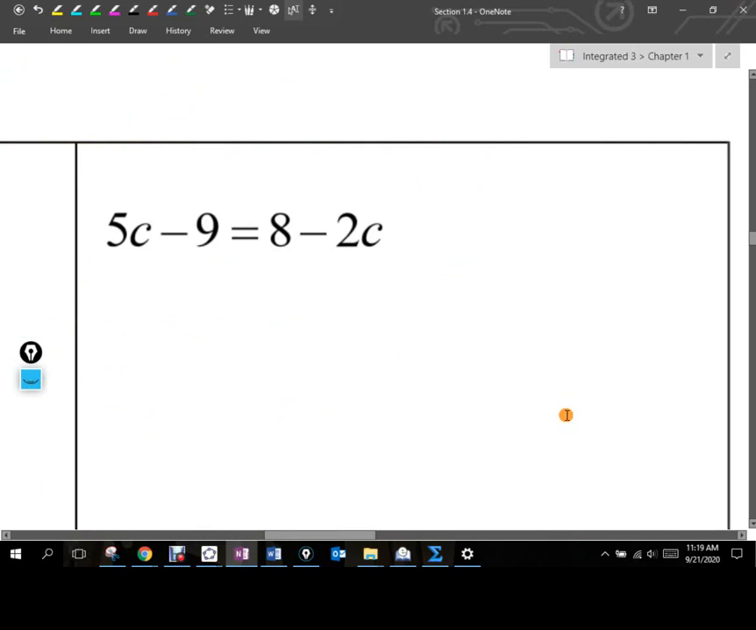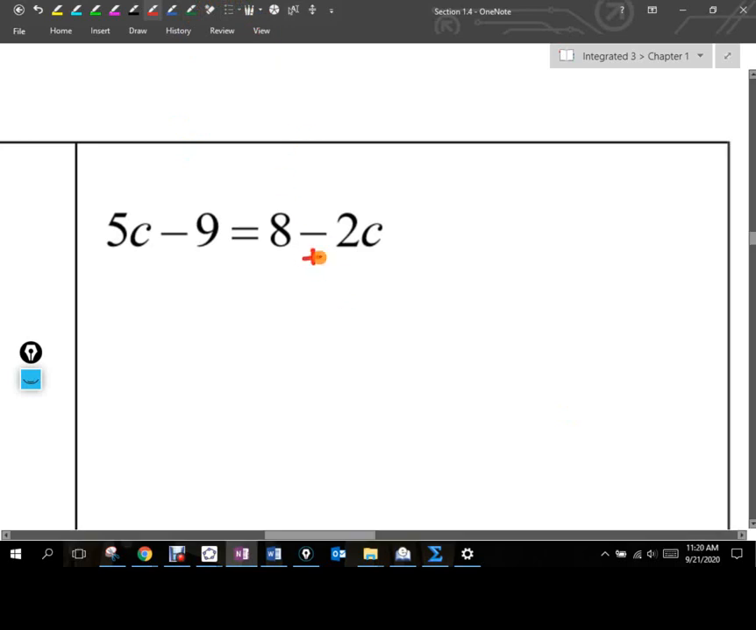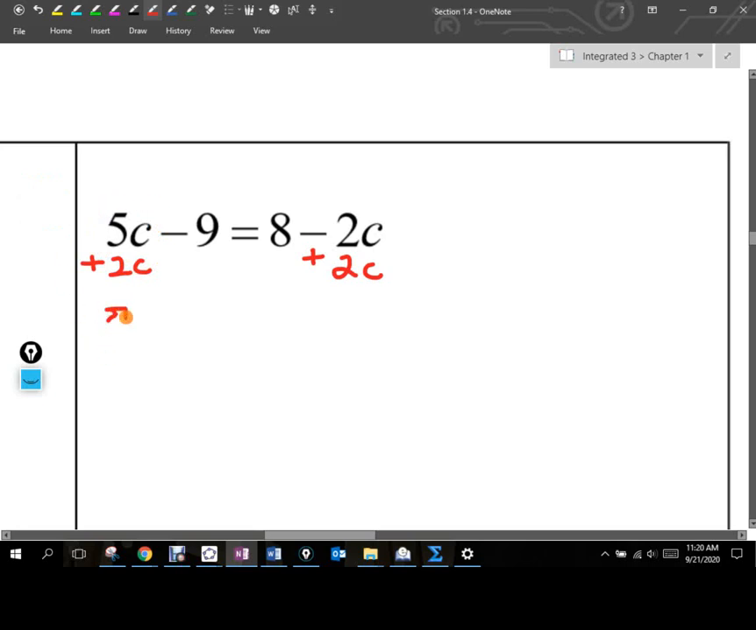What do you want to do here? Okay, add 2c. That's what I like to do. I said I like to move my variables to the left, but I also try to think about, what can I do to make my variables positive? Not many people like subtracting negatives, right? Okay, so if I can avoid that, I'm going to. So when I add that, I get 7c minus 9 equals 8. Now what? So we get 7c is equal to 17.